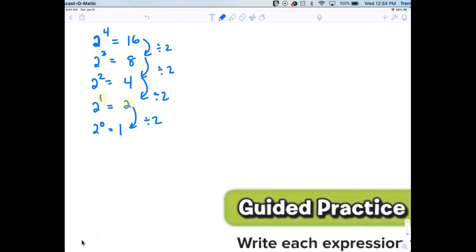Now, the topic for today. I'm asking, what do you think 2 to the negative 1 would be? If 2 to the 0 power is 1, then how did I get from one to the other? You divide it by 2. You divide it by 2. So what's 2 to the negative 1?